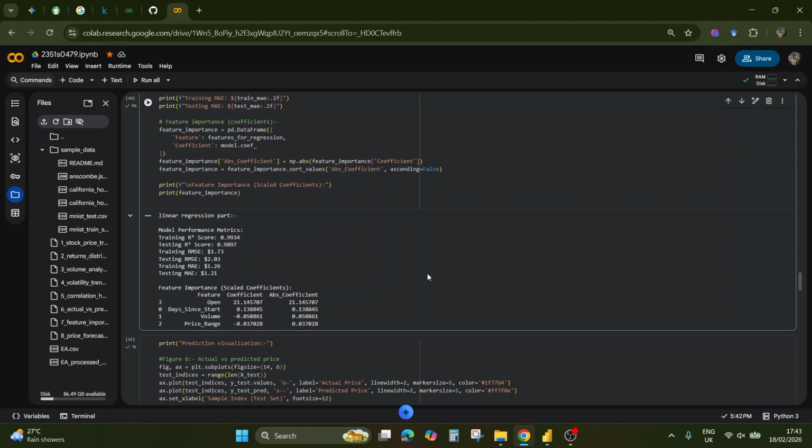The prediction accuracy metrics show a root mean squared error of $1.73 and mean absolute error of $2.03. This translates to when the model predicts EA stock price, it typically deviates by approximately $57.54 from the actual price. For a stock trading in the $200 range, this level of accuracy supports reliable short-term forecasting.